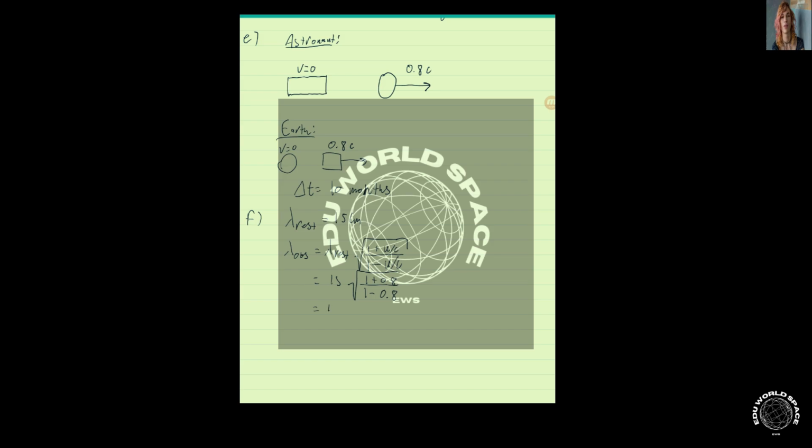And our result is going to be 45 centimeters. Should have included the centimeters up there, but that is the result. We would need to tune to a wavelength of 45 centimeters.